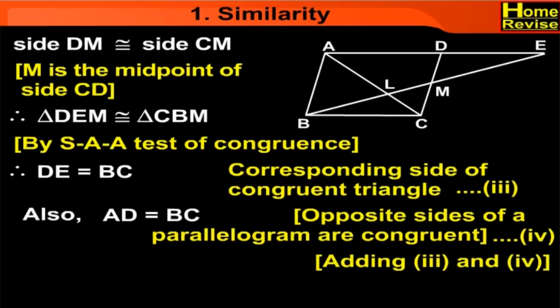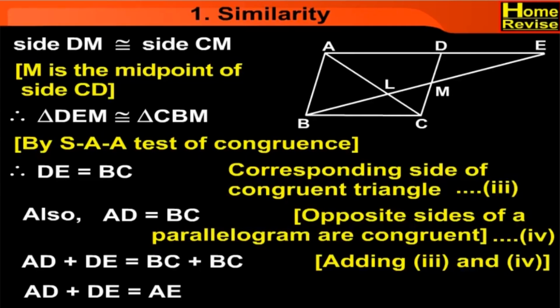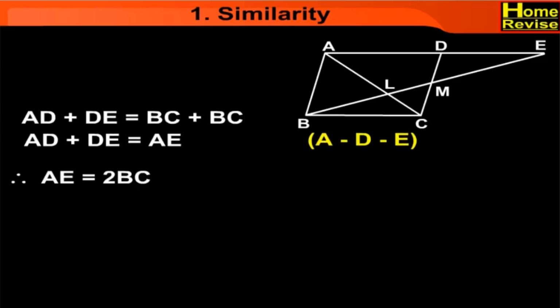Now, adding equation 3 and 4, we get AD plus DE is equal to BC plus BC. Here, AD plus DE is equal to AE. Reason: A-D-E. Therefore, we get AE is equal to twice BC.